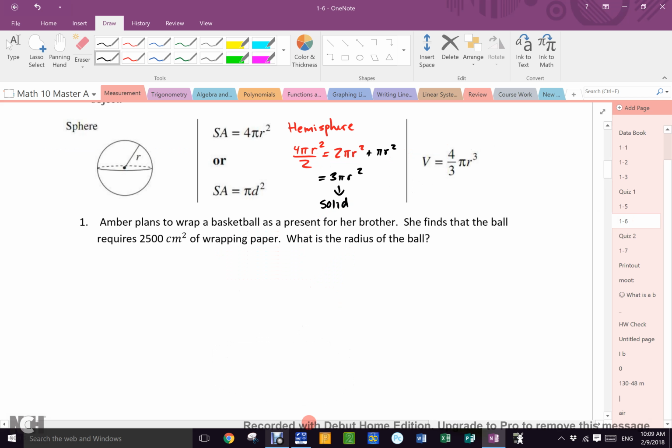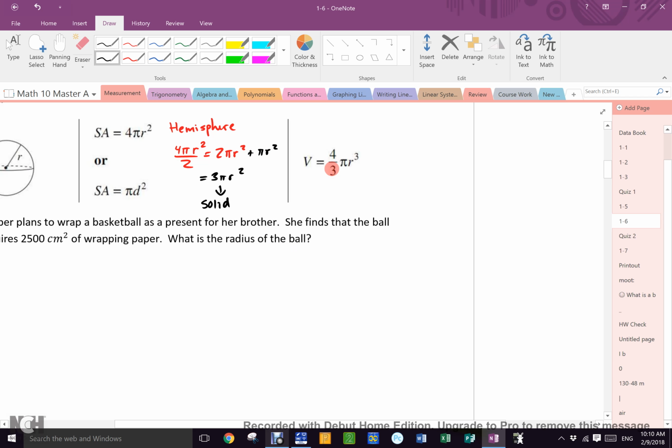Let's go over to volume. I do not like writing volume that way. Why? Because the fraction stinks. I don't like fractions. So when I do volume of a sphere, I write it this way: 4 pi r cubed all over 3.